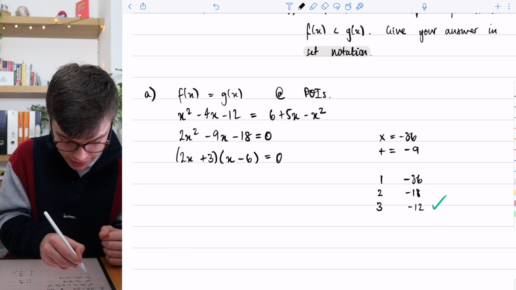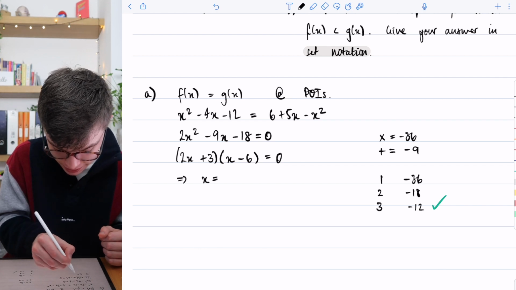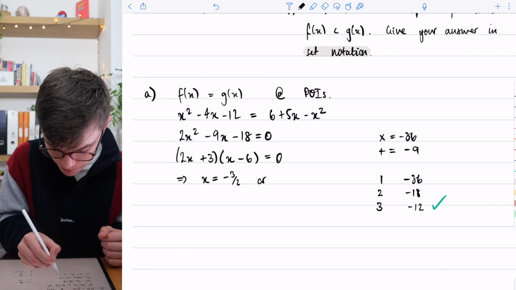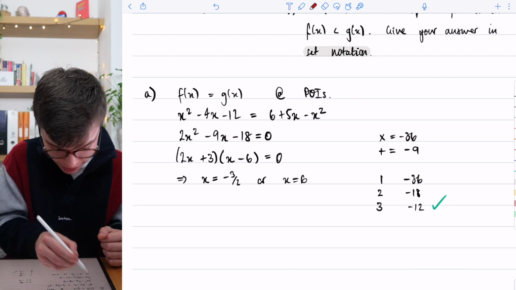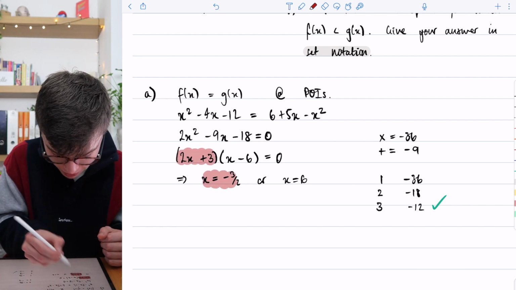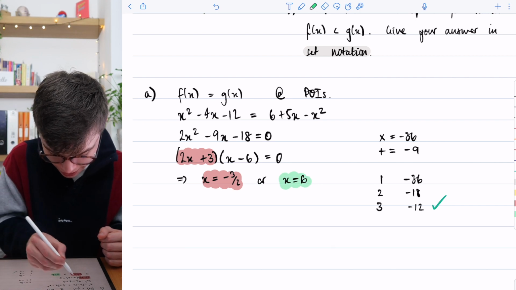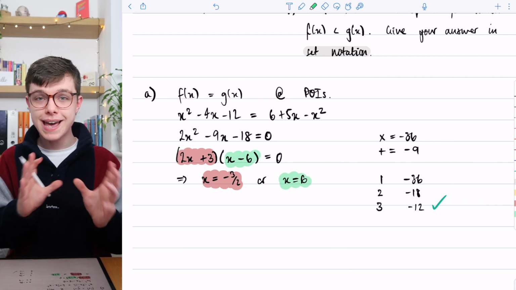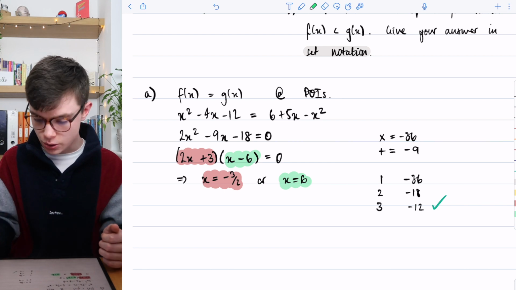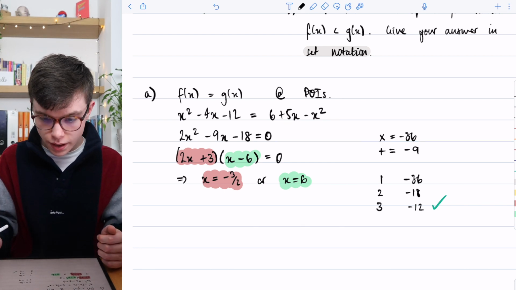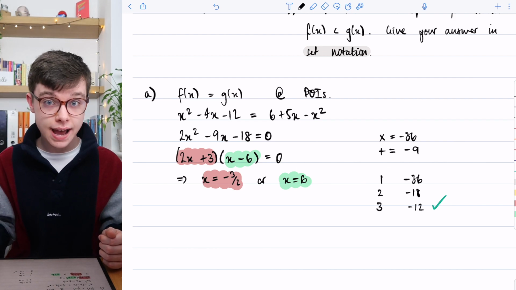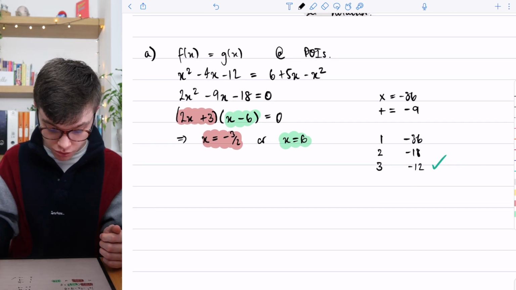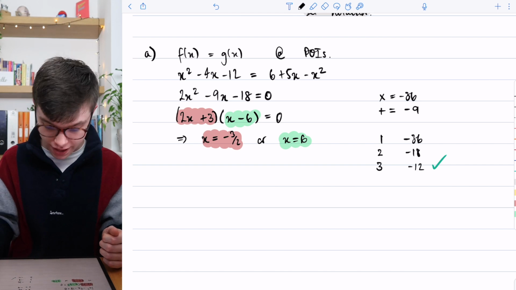Then what I want to do is solve. So that will tell me that x is minus 3 over 2, or x is 6. I get that from the red bracket and that from the green bracket. We set each of those brackets equal to 0. Okay, right, so now we've got our two x values that are the intersections. Then what we want to do is find our y values.